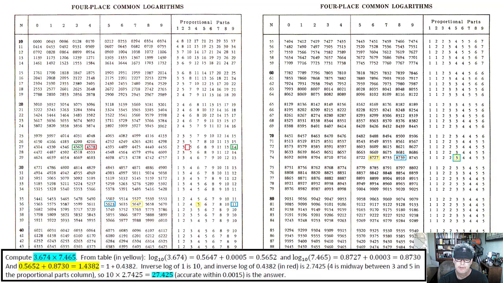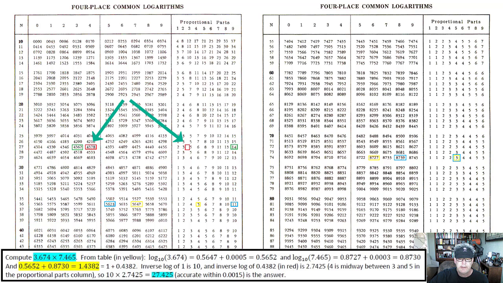And log base 10 of 7.465 is going to be 0.827. Proportional part will give me 0.0003. So that adds up to 0.8730. And now if I add those two values up, 0.5652 plus 0.8730, I'm getting 1.4382. So I have to invert the 1, that'll just be 10, and then multiply that by the inverse of 0.4382. So we have to use the table as best we can.